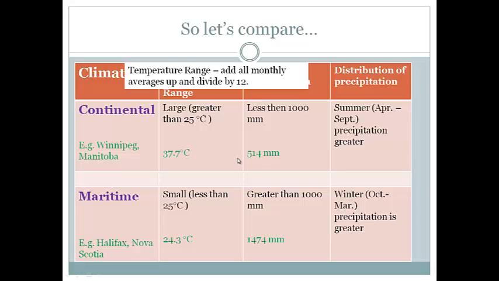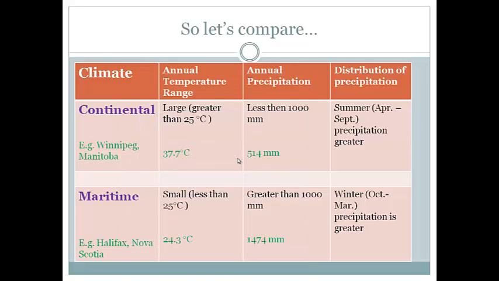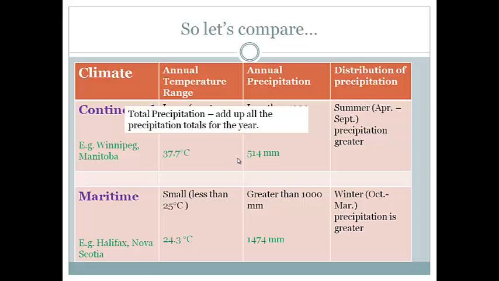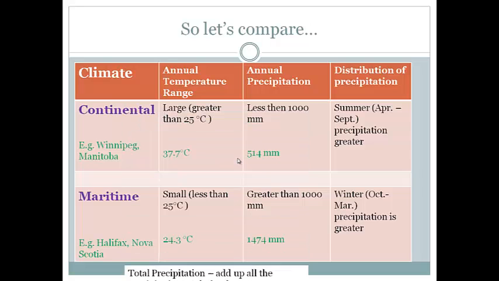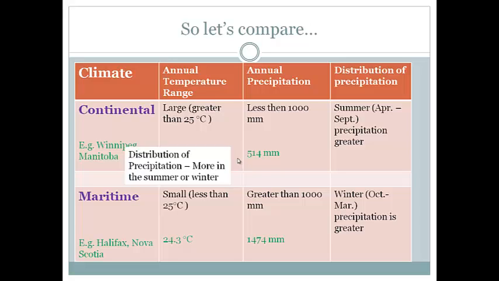Before we go on to talk about the characteristics of both of them, let's review what the three definitions of their characteristics actually mean. Temperature range is calculated by adding up all the average temperatures for all the months and dividing by 12. The next one is total precipitation. To get total precipitation, you're going to take all the precipitation values for every month and add them up. And finally, the distribution of precipitation. So you are going to look for what season actually has the most or least amount of precipitation.